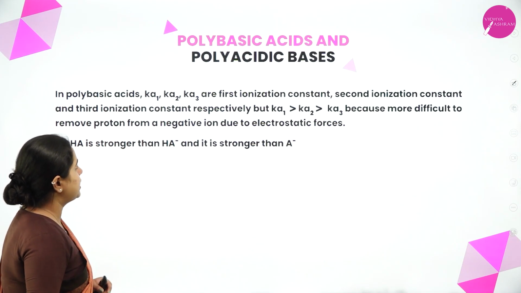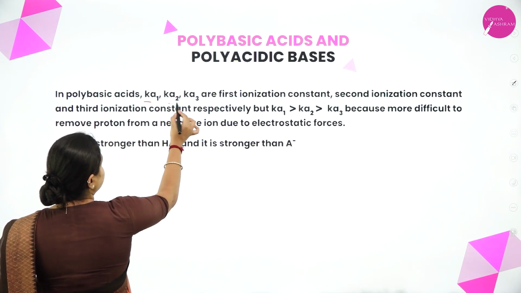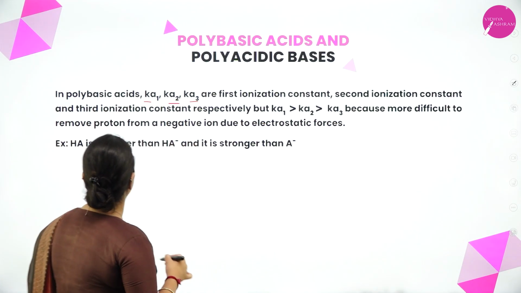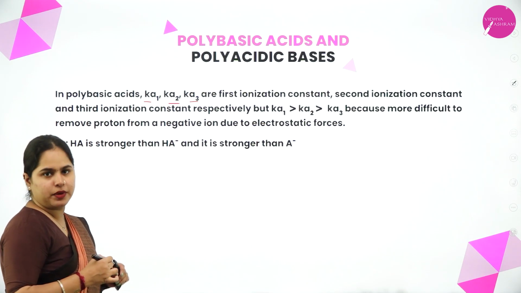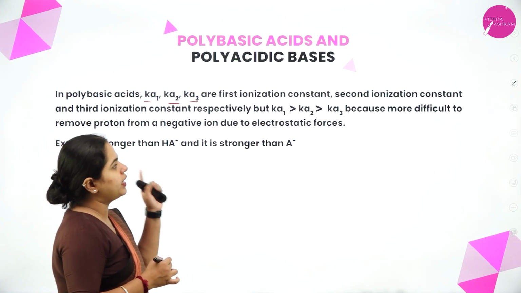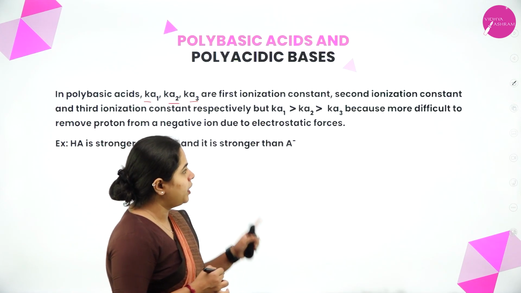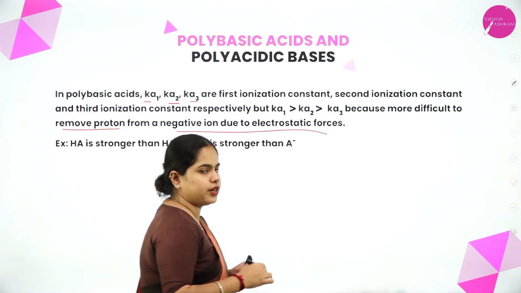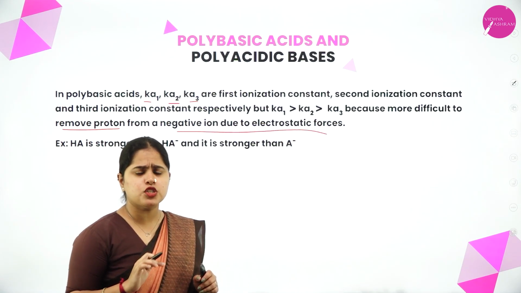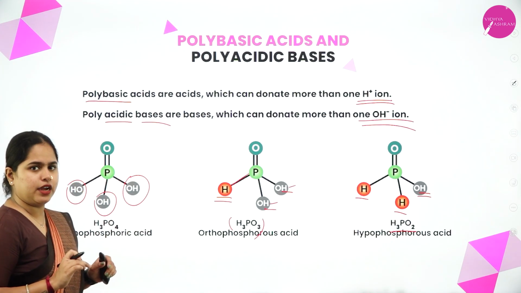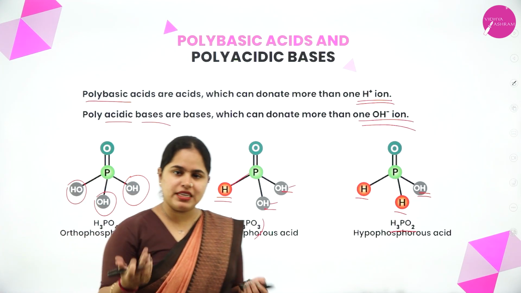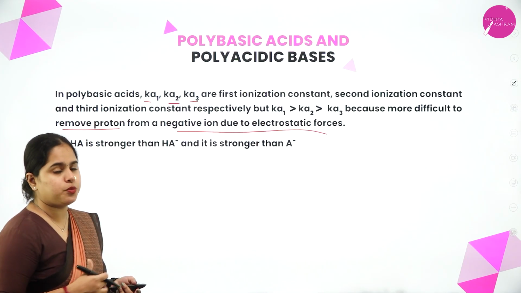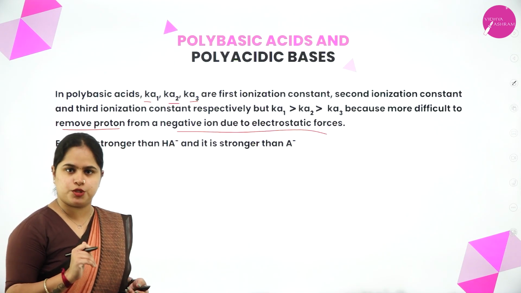Now in polybasic acids, Ka1, Ka2 and Ka3 are the first ionization constant, second ionization constant and third ionization constant respectively. But Ka1 is greater than Ka2 is greater than Ka3 because it is more difficult to remove a proton from a negative ion due to electrostatic force of attraction. So what does that mean? So from here itself we have discussed what happens. Yes, polybasic acid means it is ready to donate one H plus ion. So when it is donating one H plus ion, it becomes a negatively charged species, right?